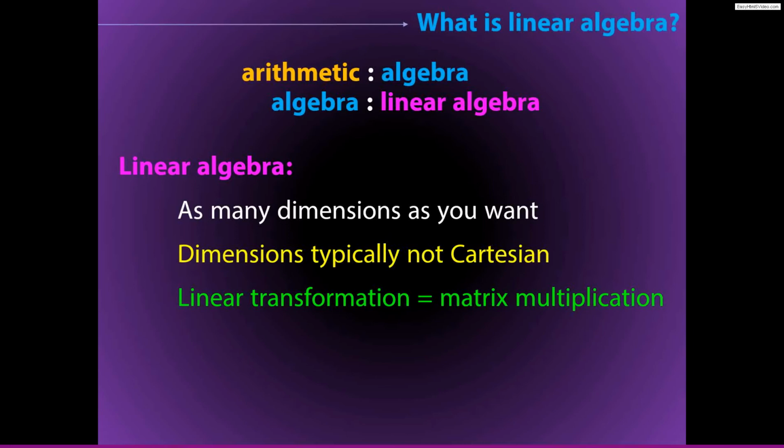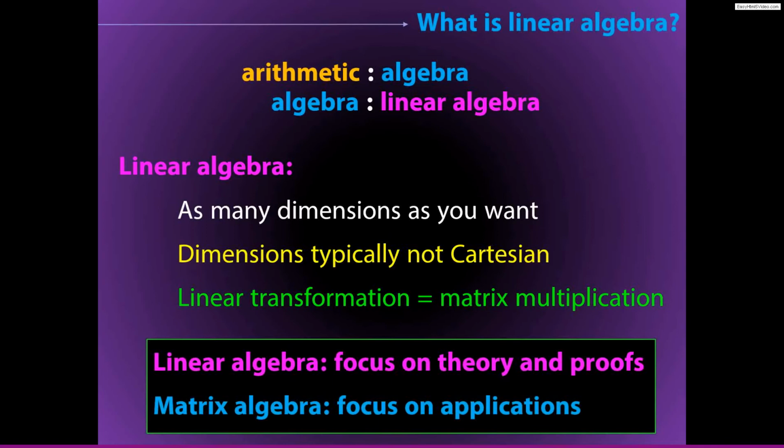The interesting thing is that linear transformations can generally be represented or implemented as a matrix multiplication. And for this reason, people often use the terms linear algebra and matrix algebra fairly interchangeably. In general, when people use the term linear algebra, they're indicating more of a focus on theory and proofs, so it might be a little bit more abstract. When people say matrix algebra, usually it's with a focus on specific applications in science. So actually this set of lectures is probably better called matrix algebra than linear algebra.